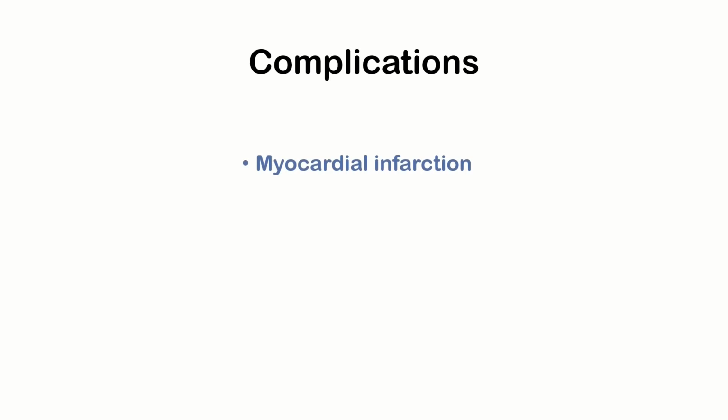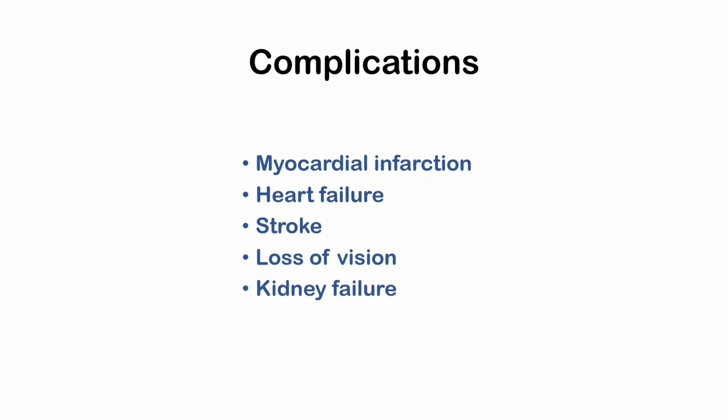Now let's talk about the complications of hypertension. Long-term hypertension can lead to cardiovascular problems such as myocardial infarction, heart failure, and stroke. There can be loss of vision due to damage to the blood supply of the heart. Progressive kidney failure and sexual dysfunction are common complications of long-term hypertension.